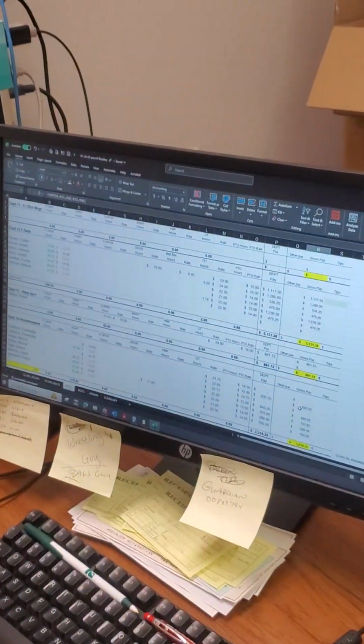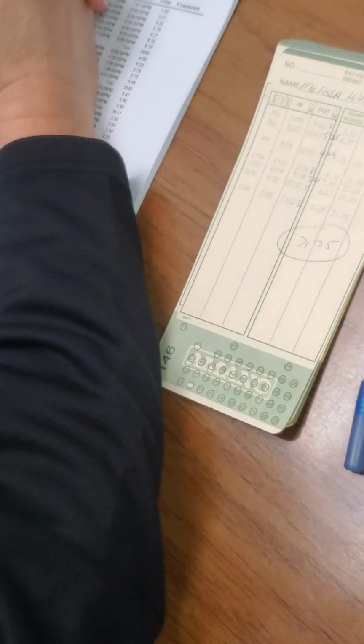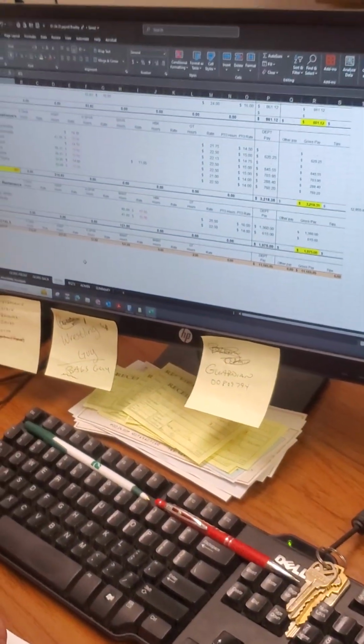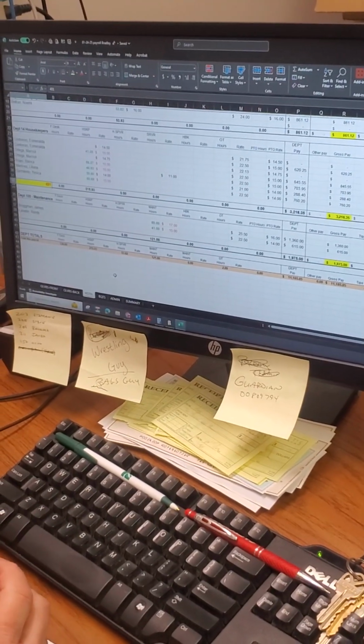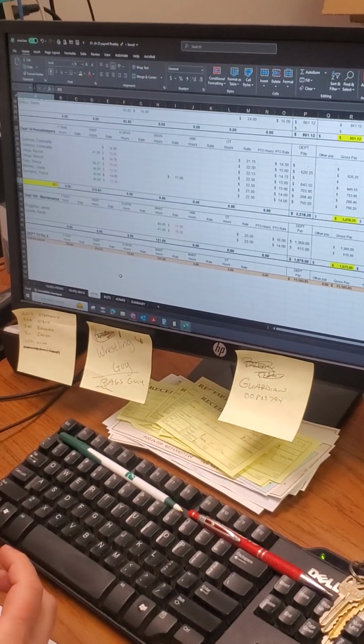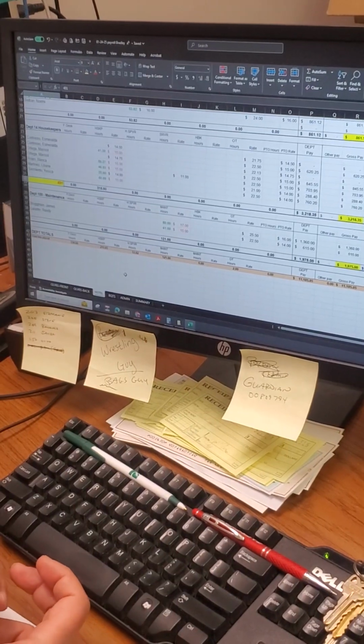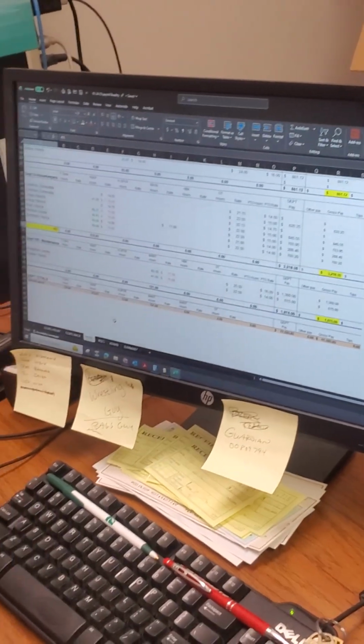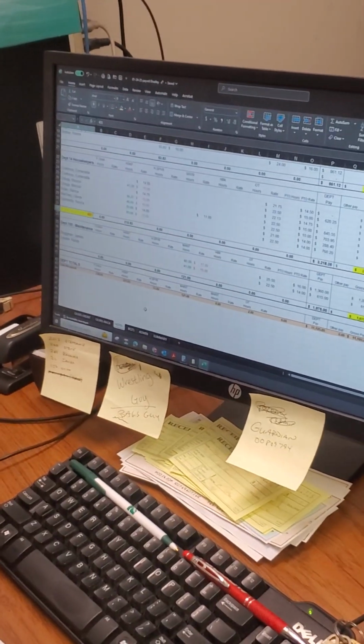As a side note, you don't have to do a spreadsheet. You can enter these numbers right into QuickBooks. QuickBooks is the payroll system that we use. But I do it as a self-check to make sure I can see my numbers in plain sight.